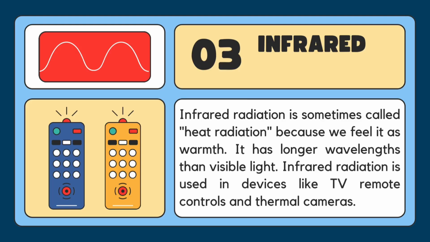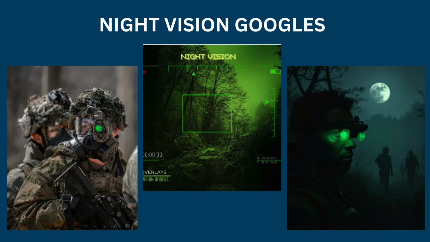Next region is the infrared. Infrared radiation is sometimes called heat radiation because we feel it as warmth. It has longer wavelengths than visible light. Infrared radiation is used in devices like TV remote controls and thermal cameras. So when we say infrared, these are waves that cannot be seen, but we can use them in our remote controls, thermal imaging cameras, night vision devices, and communication systems.